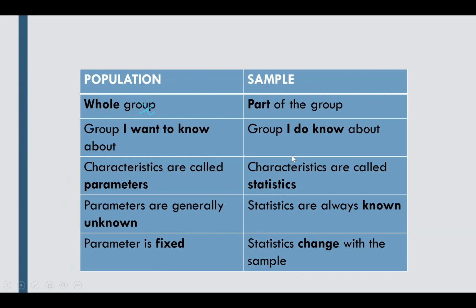For the sample, I'm using part of the group. It's the group that I can learn about or know about. My characteristics are called statistics, which can be calculated so they're known to us, but they change from sample to sample. So that's a nice table, again, that came from a former textbook that I think can be beneficial for you.